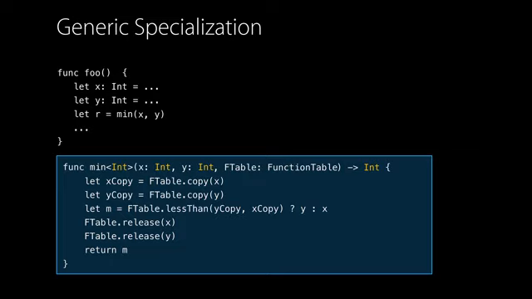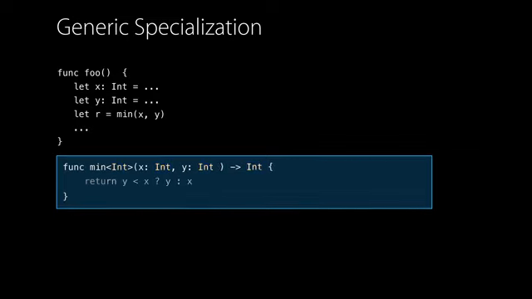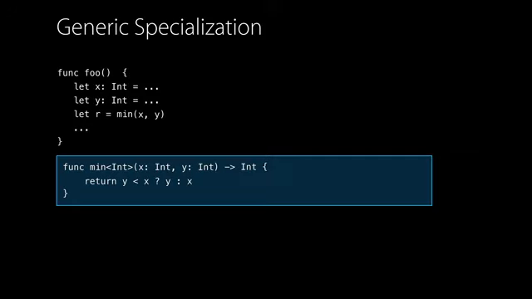Then, the specialized function is optimized for Int, and all the overhead associated with this function is removed. So all the unnecessary reference counting calls are removed, and we can compare the 2 integers directly. Finally, the compiler replaces the call to the generic min_t function with a call to the specialized min_int function, enabling further optimizations.